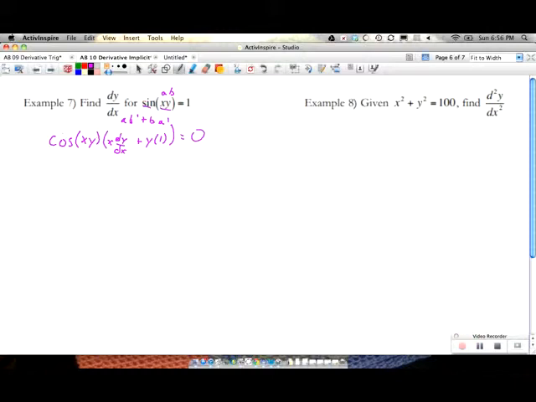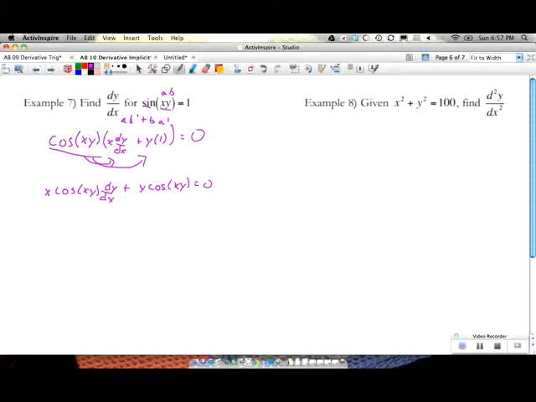So this might look like it's a complex multiplication, but it's really just distributive property. You're taking this outside term, multiplying it to the first one and the second one. So let's do that and see what happens. That means I'll have x cosine xy times dy/dx plus y times cosine xy equals 0.